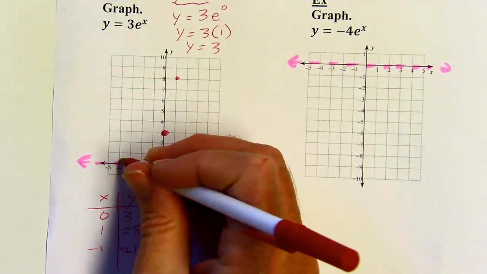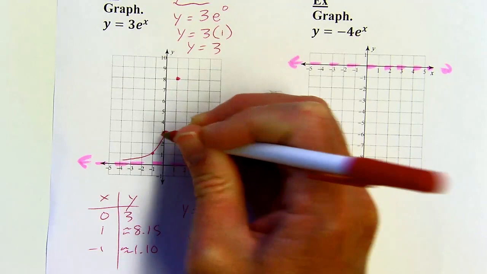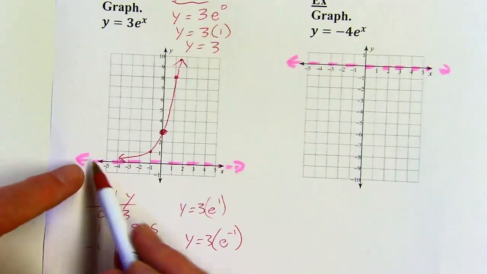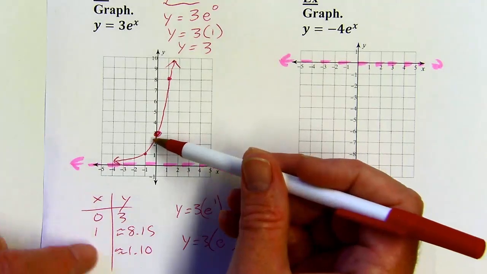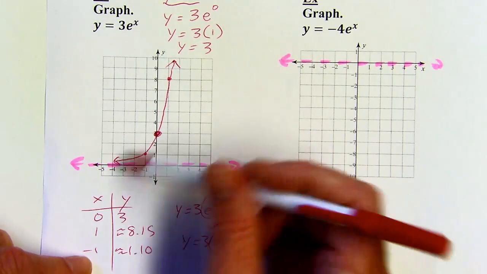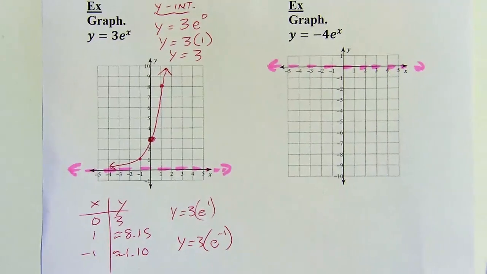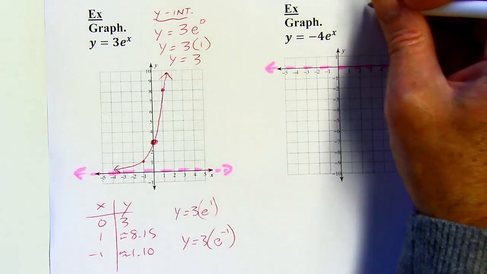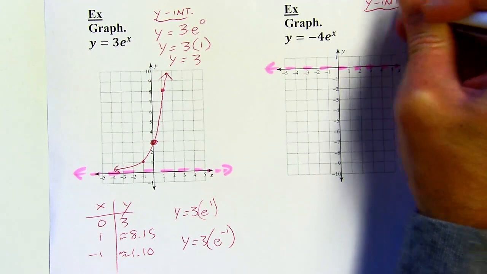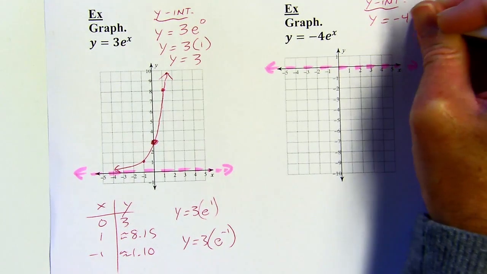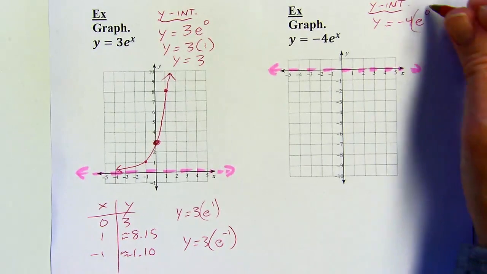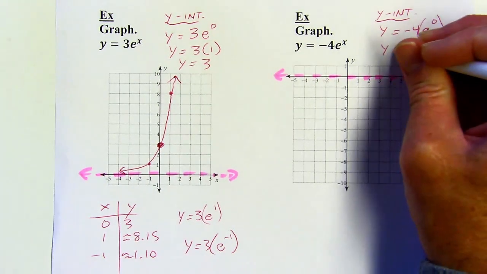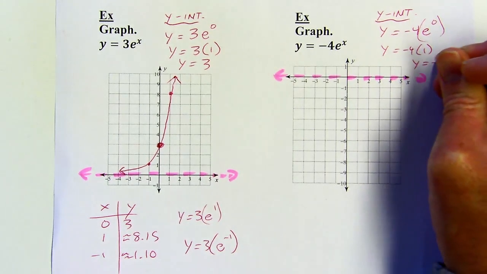Honestly, in my classes, as long as you know where the asymptote is, you know the y-intercept, and you know which way it's going, uphill here, then I'm okay with that. But you could always get more points if you want a more accurate graph. So let's try it out over here. Let's find the y-intercept. I'm going to plug in 0 for x. And remember to do this first: we're not raising the -4 to the 0th, we're only raising e to the 0th. So I've got -4 times 1, and that means -4.